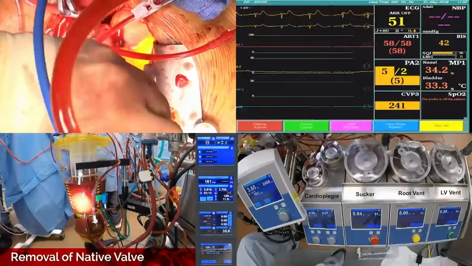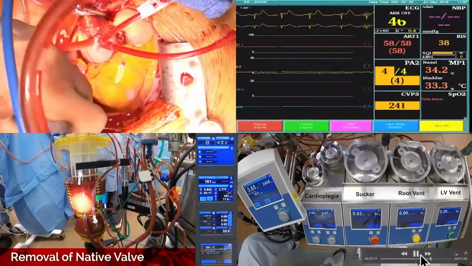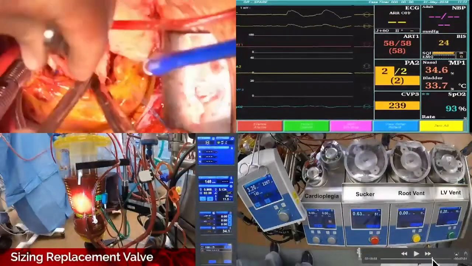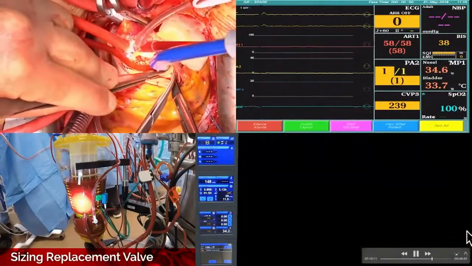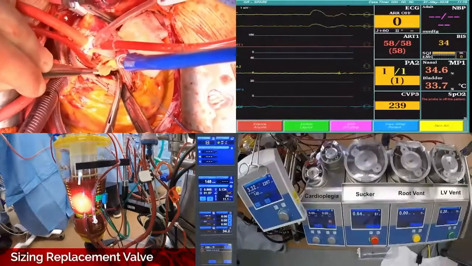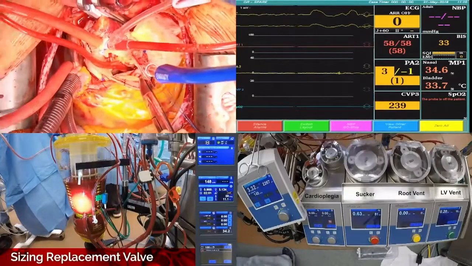So we're arresting the heart again, antegrade cardioplegia. If you can move on to 2 hours, 10 minutes, and 10 seconds. Again, if you see the LV vent in the bottom right corner is still rolling, it's just in the well. I use that as an extra sucker in the well when the aorta is closed. I just cut the graft open here. This is not a calcified valve. Real easy to come out.